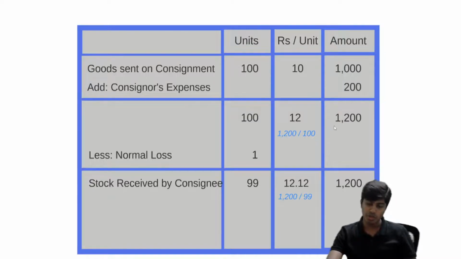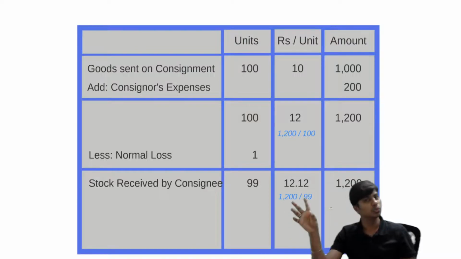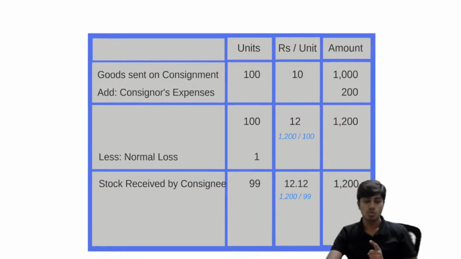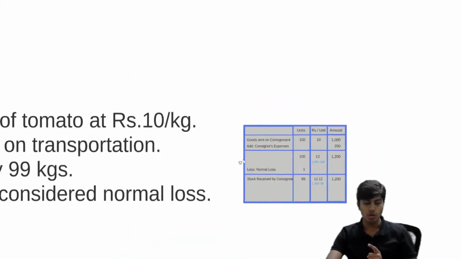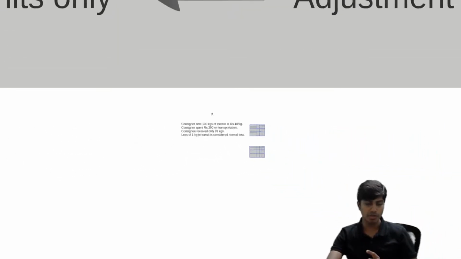So 1200 rupees, which was the value for 100 units, will now be 1200 rupees value for 99 units. And when you do 1200 divided by 99, my rate per unit will become 12.12121212. So if you observe, previously the rate of good units was 12, it has reduced from 12 to 12.1. So whenever there is normal loss, it is going to increase my per unit cost.